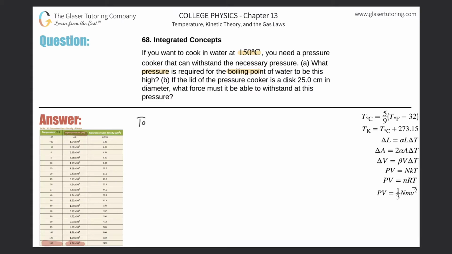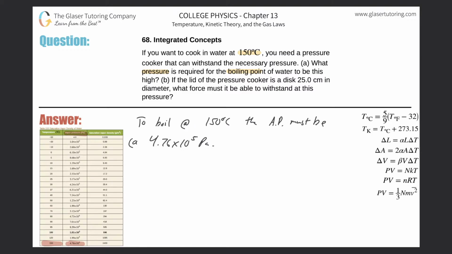So to boil at, and basically that's what it means to cook at, to boil at 150 degrees Celsius, I'll say the absolute pressure must be 4.76 times 10 to the 5th Pascal, because the absolute pressure must equal that vapor pressure in order for the water to boil. All right, so that takes care of letter A.